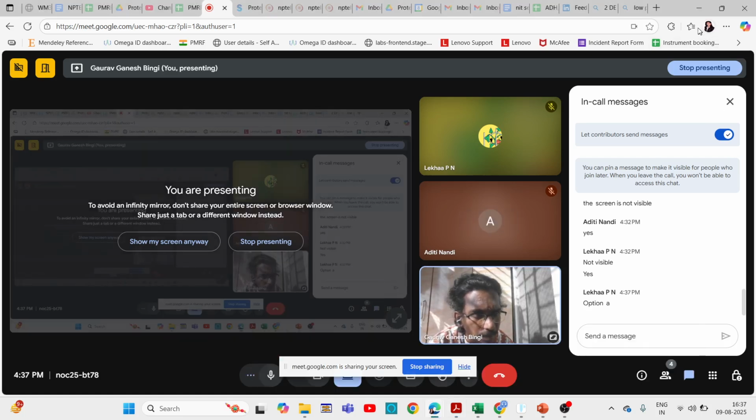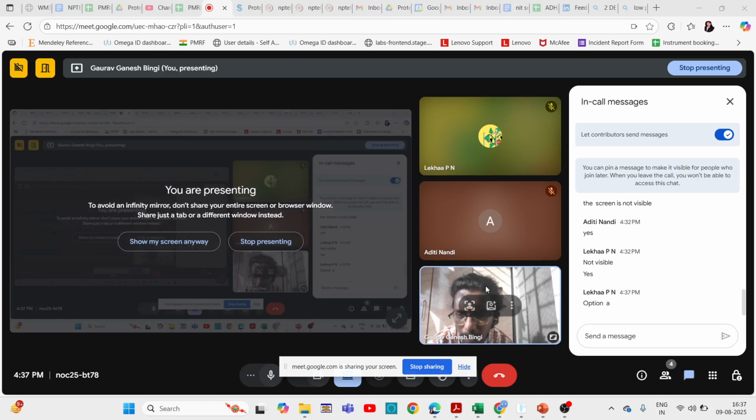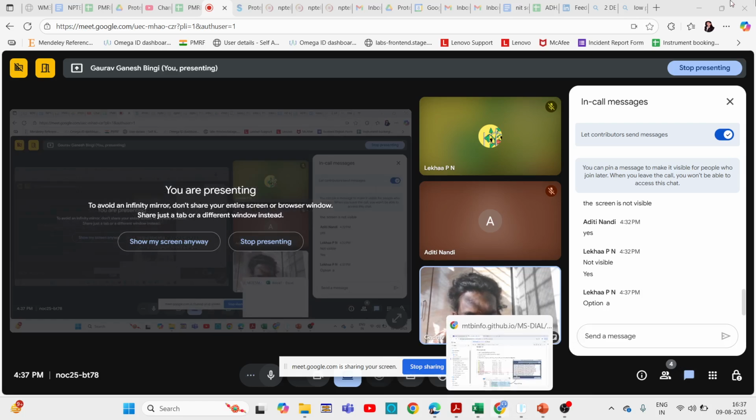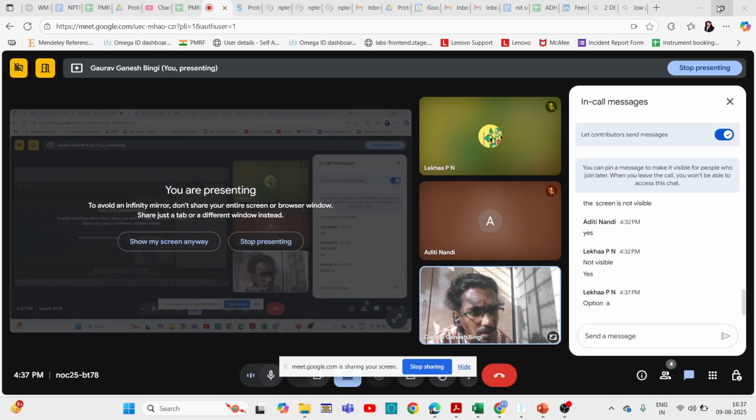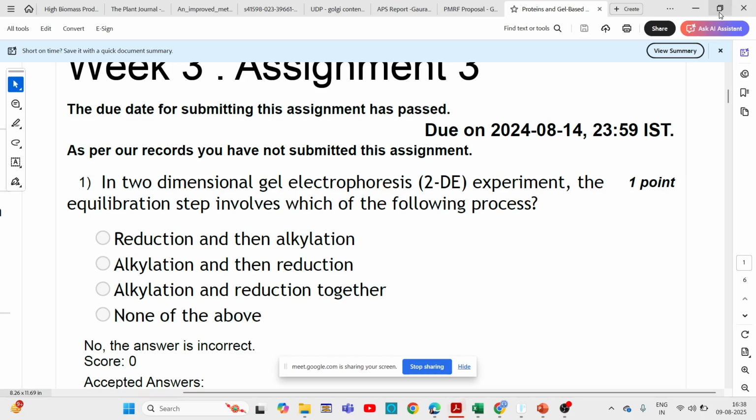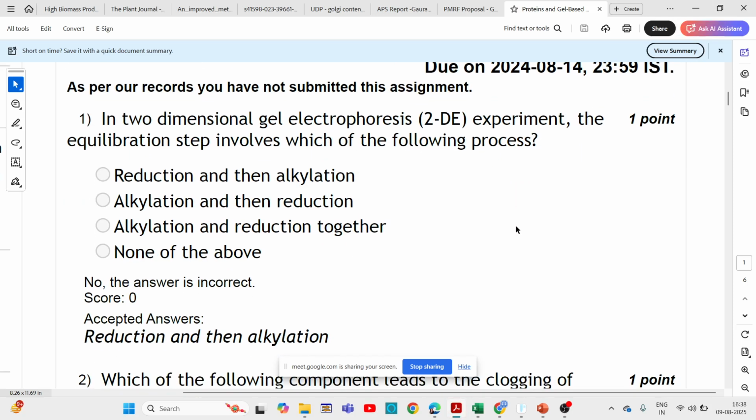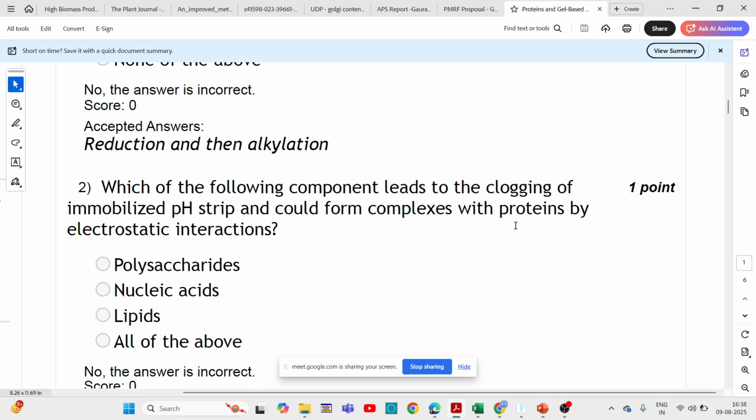Option A. There are so many, I have opened it. So option A is right, reduction and then alkylation.